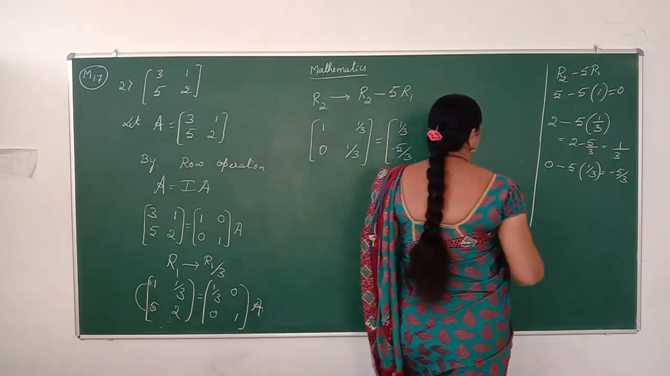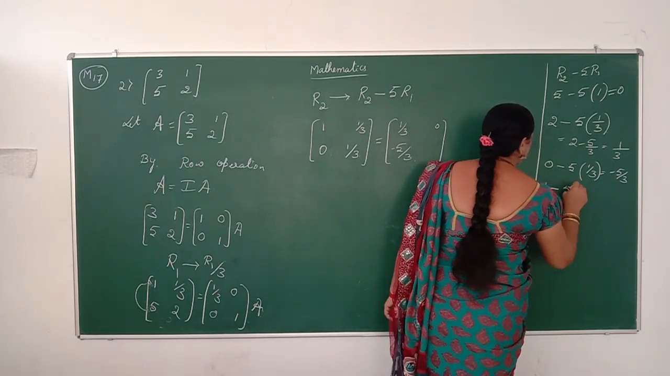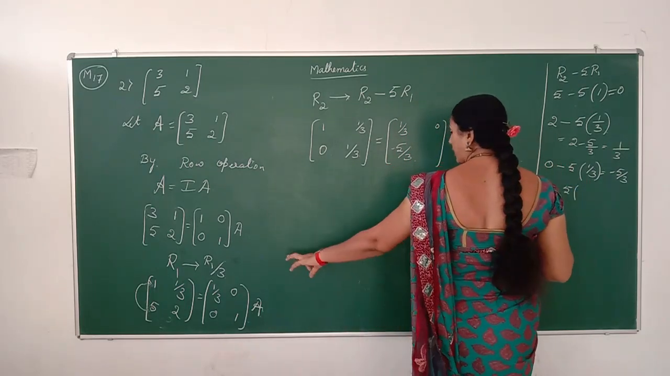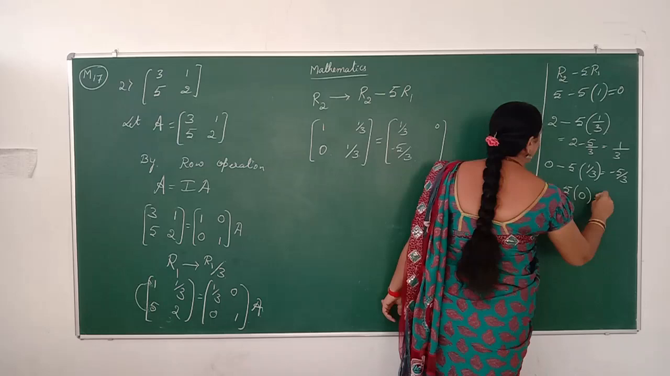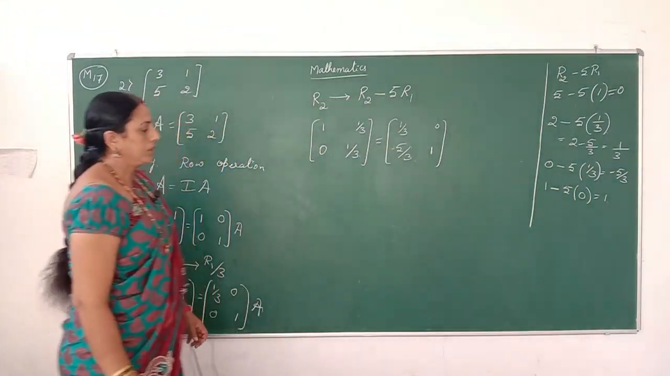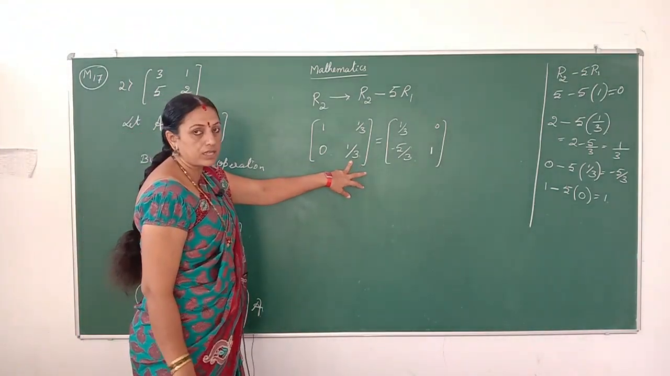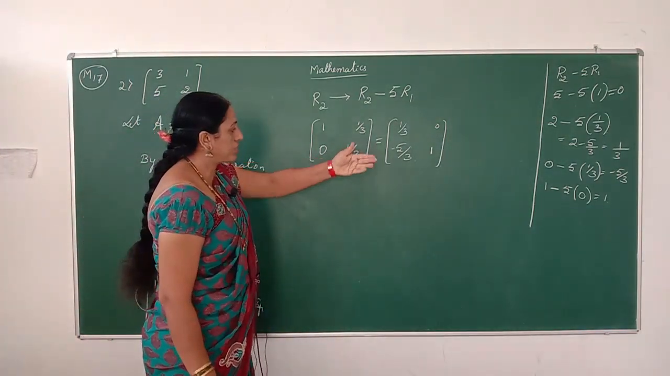The last element of R2 is 1 minus 5 times the corresponding element of R1, which is 0. So it is nothing but 1. Then the third place is 1 by 3. It can be changed to 1.